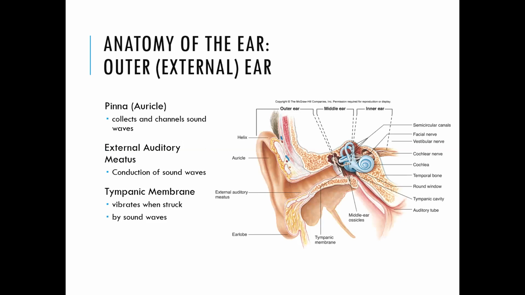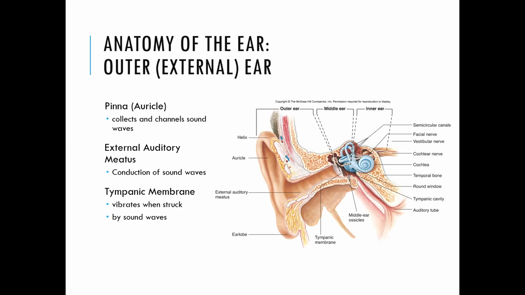So we have our outer or external ear. It's made up of our pinna, which is what we actually see as our ears externally, right? So it's that extension of your cartilage, a funnel-shaped structure. It's also called the auricle. It's responsible for collecting and channeling sound waves. Then we have our external auditory meatus, which helps with conduction of sound waves. So that's our little canal that leads into our ear. And then we have our tympanic membrane, which is located around the end of that tunnel, I should say. It vibrates when it's struck by sound waves.